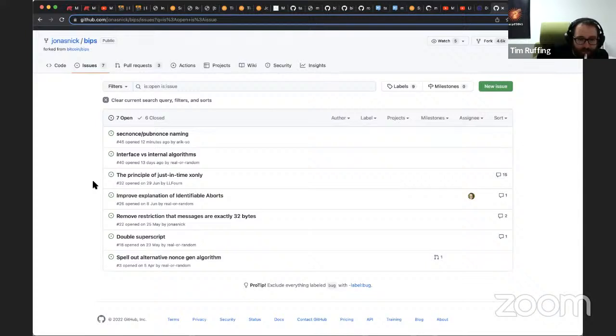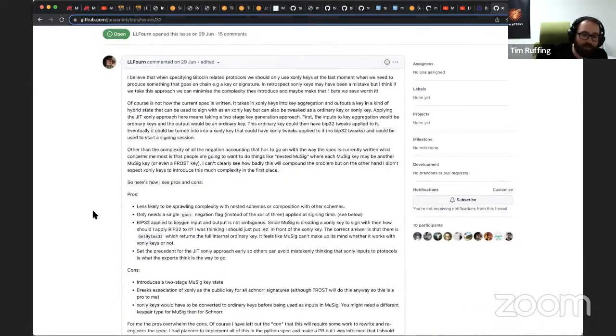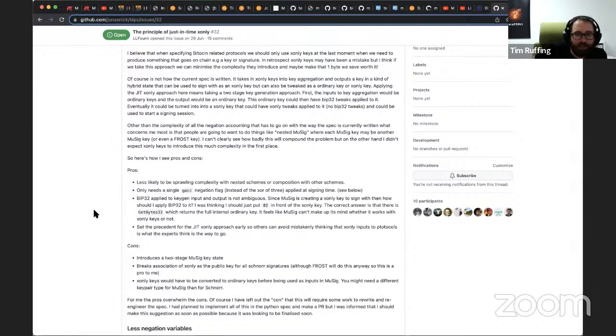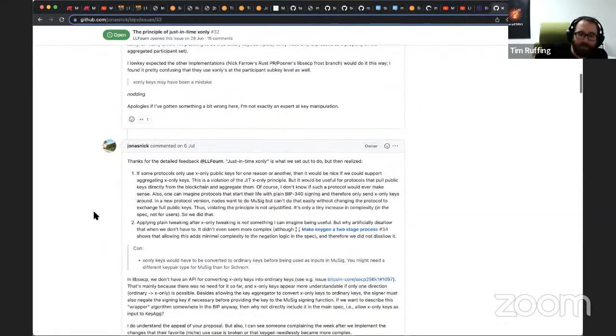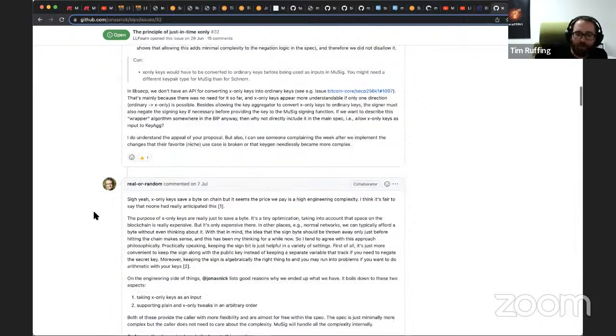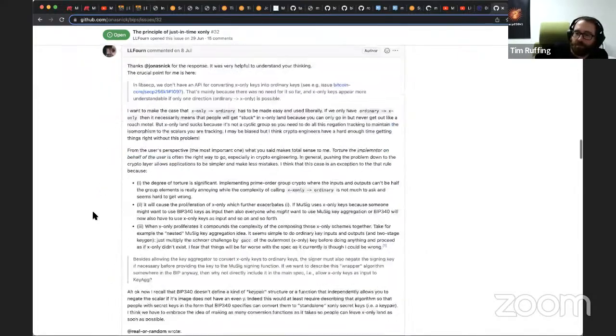So I think almost all of what I see here is either already worked on or is really just improving the writing and the presentation, but not the actual algorithms. One very interesting point here maybe is issue 32, the principle of just-in-time X only, which is maybe something I forgot to mention when I talked about X only keys. Here Lloyd argues that we should use X only keys in a maybe different way that reduces some of the pain that I mentioned earlier.